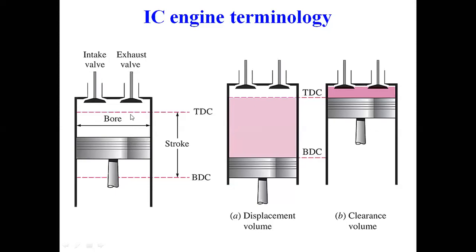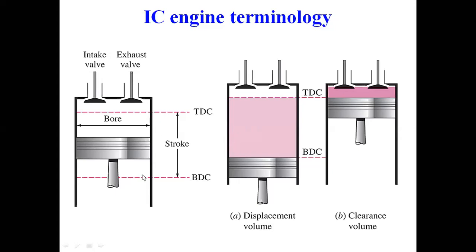We know that the piston reciprocates inside the cylinder, so we have two extreme limits for the piston. One is on the cylinder end side, while the other one is on the opposite side. These two extreme ends are called top dead center and bottom dead center. When the piston reaches the uppermost part, that position is called top dead center, whereas when the piston reaches the bottom part of the cylinder, that position is called bottom dead center.